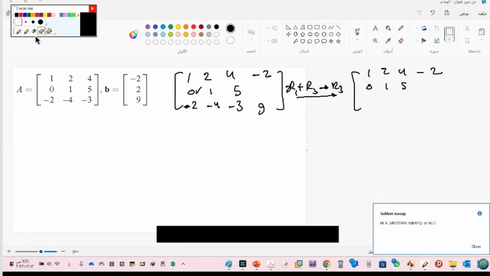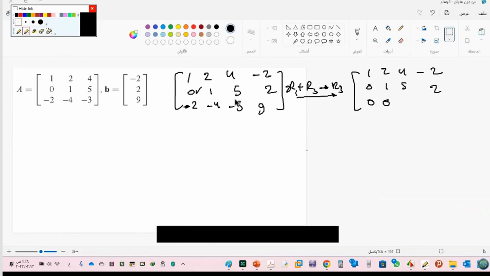Now 2 minus 2 is 0. 2 times 2 is 4, with minus 4 it's 0. Now 2 times 4 is 8, minus 3 it's 5. Now 2 times minus 2 is minus 4, with 9 equals 5. Correct? Is it correct? Guys, it's correct.